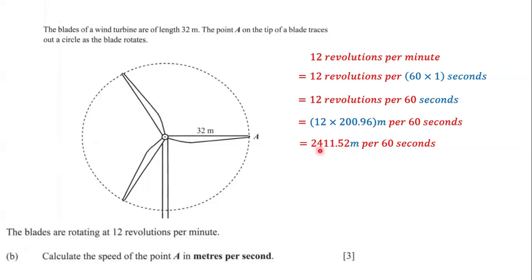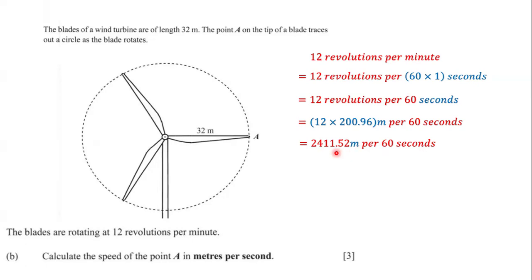And what is that number? That is 2,411.52 meters per 60 seconds. So the blades are rotating at 2,411.52 meters per 60 seconds. So every 60 seconds, this is the distance that will be covered. So if this is the distance that is going to be covered in 60 seconds, then what is the distance that is going to be covered in 1 second?